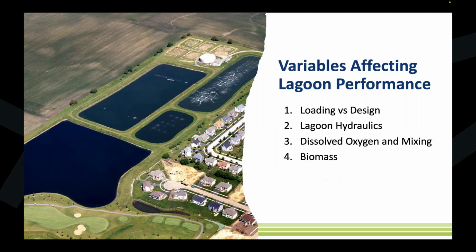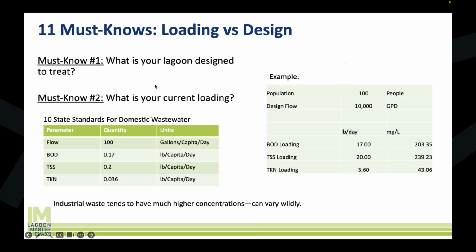Okay, variables affecting lagoon performance. I've identified 4 main variables, and this leads us into the 11 key questions. One is lagoon design, lagoon loading versus this design, lagoon hydraulics, dissolved oxygen and mixing, and biomass. So what do these mean? So question number 1, what is your lagoon designed to treat?